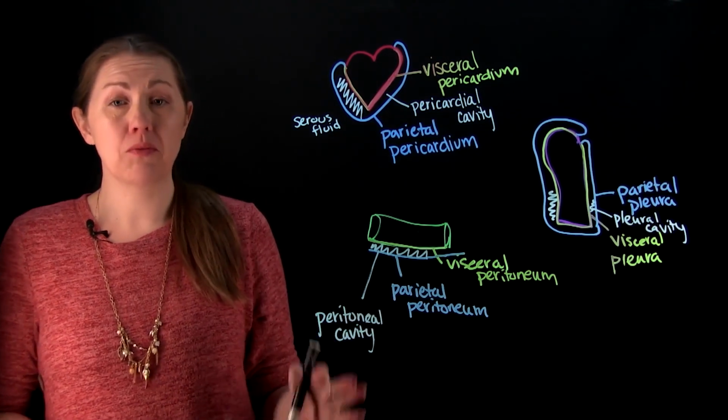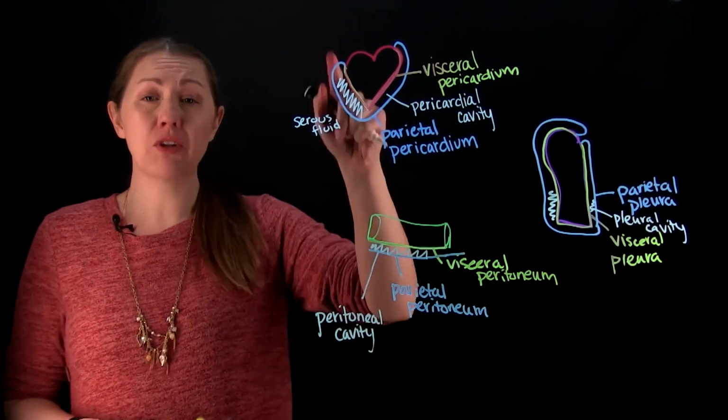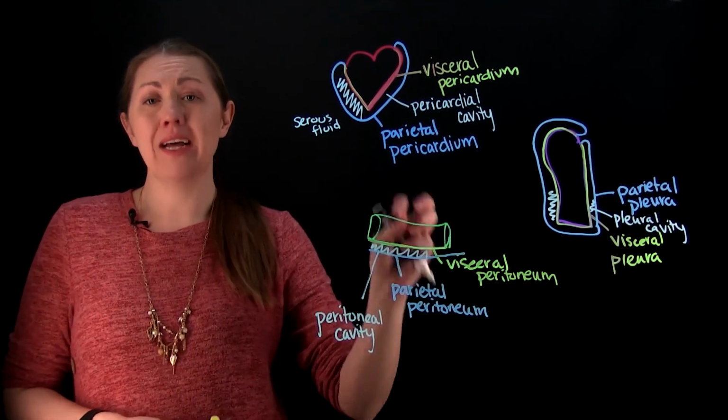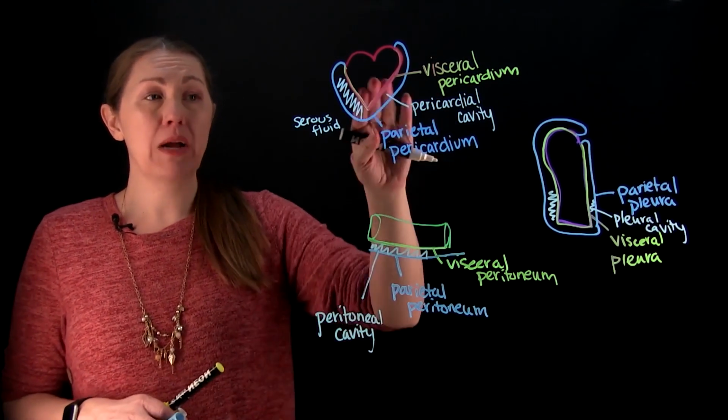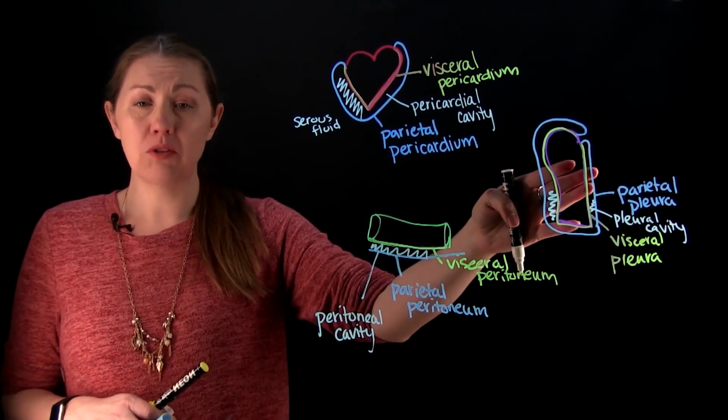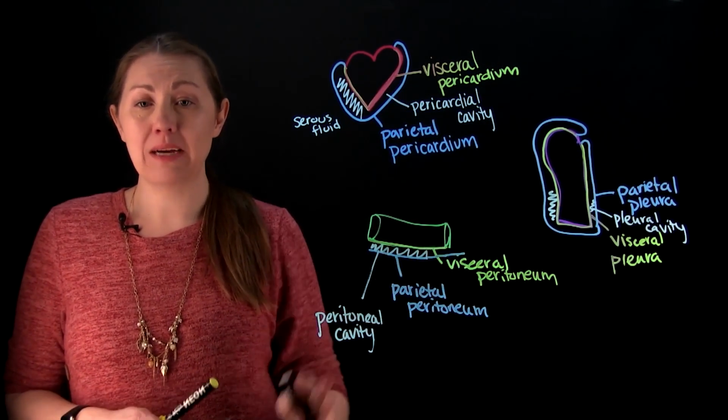So again, it's pretty predictable. The basic plan you've got to keep track of: visceral touches the organ, parietal's on the outside, the cavity is the space where you have the serous fluid, and you just have to keep track of pericardium deals with the heart, pleural deals with the lungs, and peritoneum deals with the abdominal stuff.